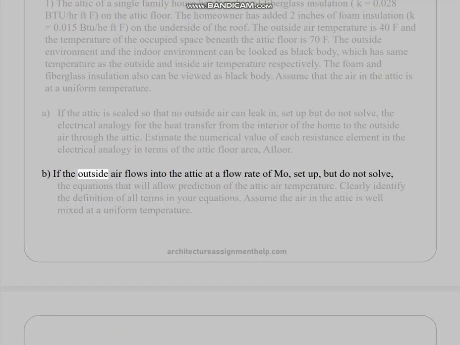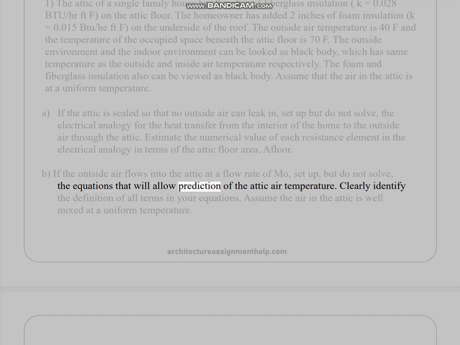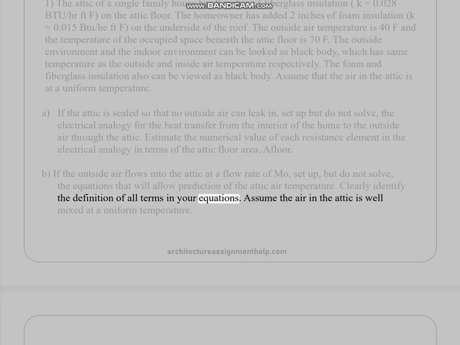B. If the outside air flows into the attic at a flow rate of m-dot, set up, but do not solve, the equations that will allow prediction of the attic air temperature. Clearly identify the definition of all terms in your equations. Assume the air in the attic is well mixed at a uniform temperature.